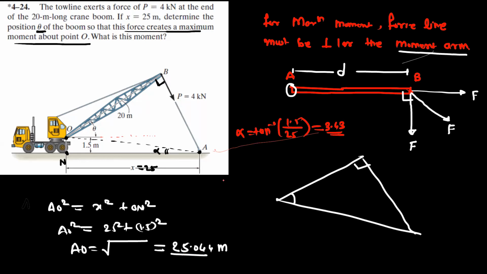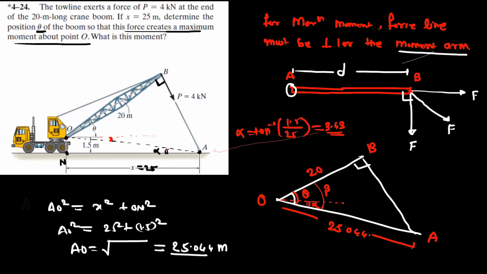So now consider the triangle OBA. In this triangle, B is 90 degree. This side is 25.044. Now this total angle is theta, and this angle is alpha. That is an alternate angle, the same as alpha. So we can consider this total angle as beta. We can find out the beta angle by using this. So this is 20 meter.